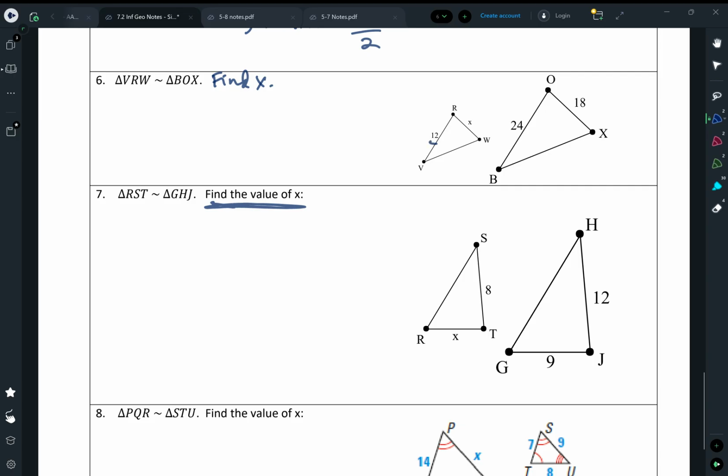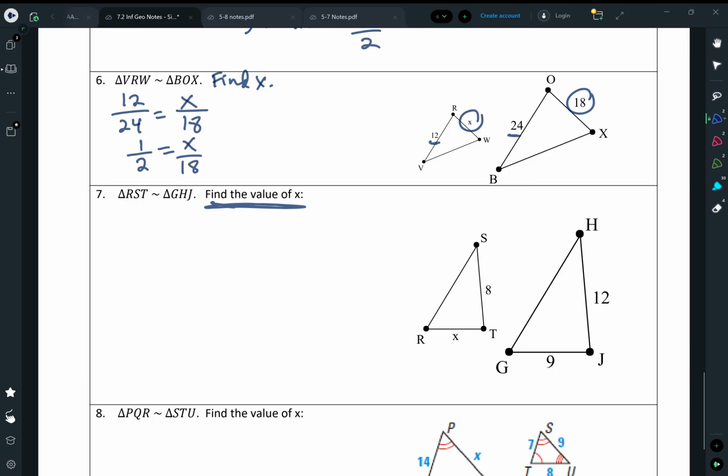So I know this side 12 is going to match with 24. So 12 divided by 24 equals, and then my second ratio is going to be x over 18. So now that I have a proportion, I can go ahead and solve. And sometimes on this one here, especially like 12/24, right away my brain is recognizing that 12 is 1/2 of 24. So I'm going to rewrite this as 1/2.